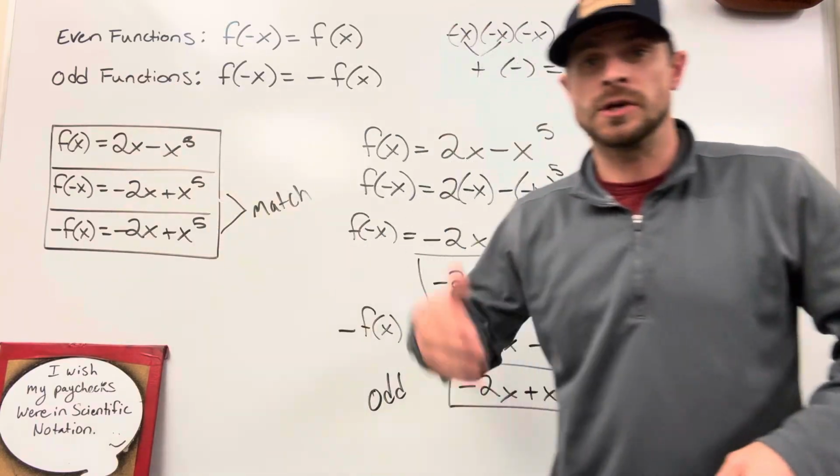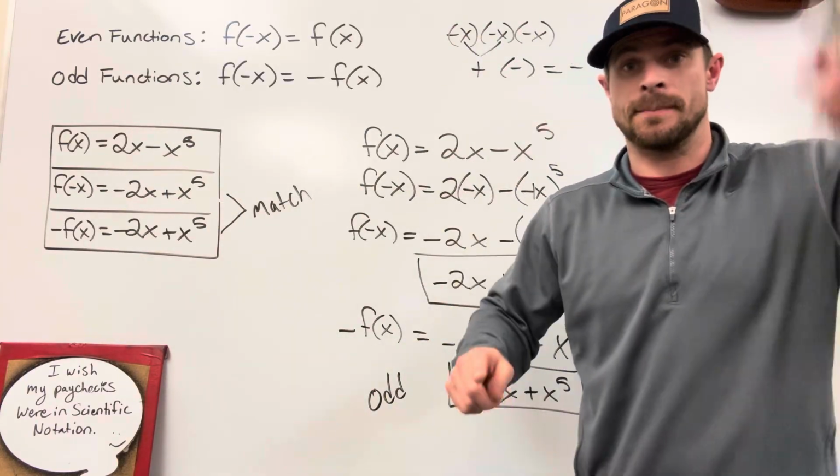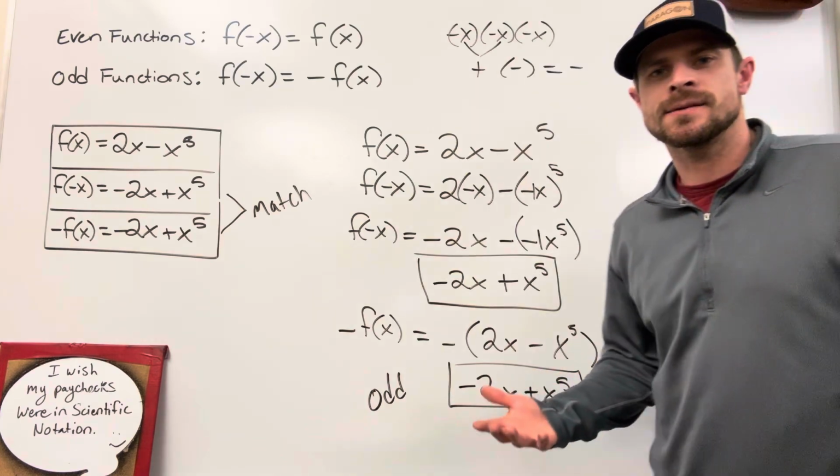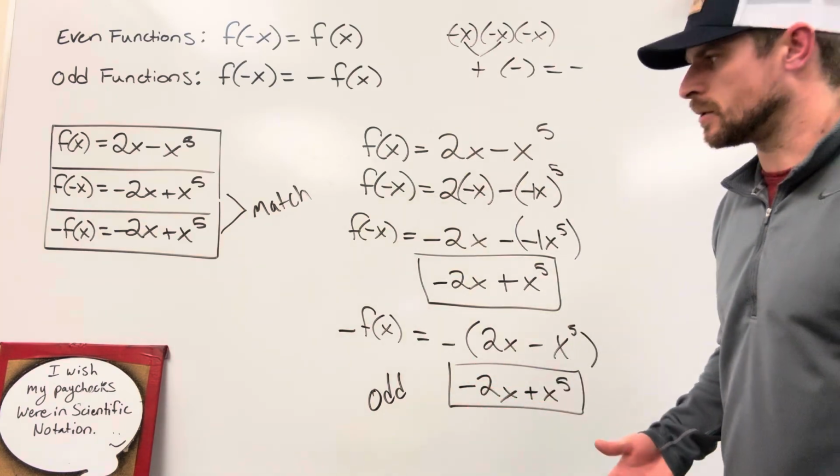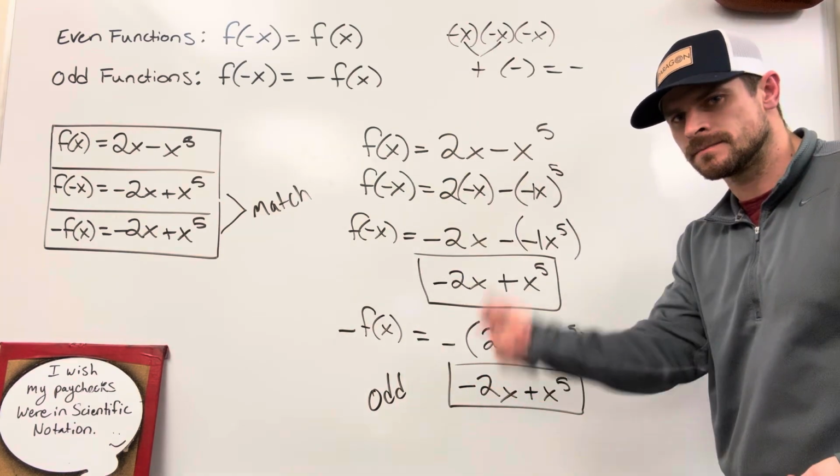Odd functions, if you put a 2 and a negative 2 in, you're going to get opposite results. What about when it doesn't match up at all? That would be a neither example. Let me erase this and get one going for you.